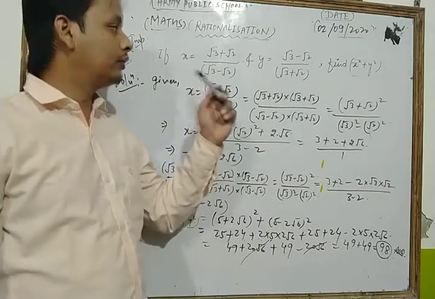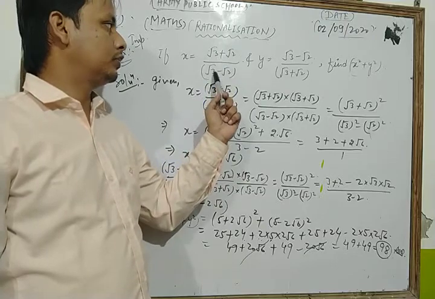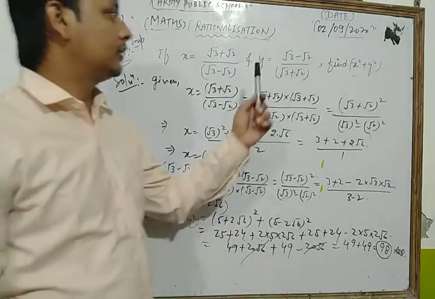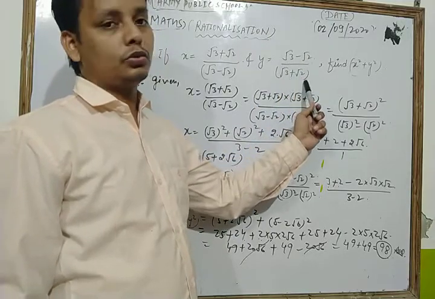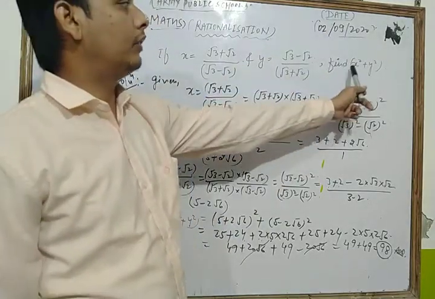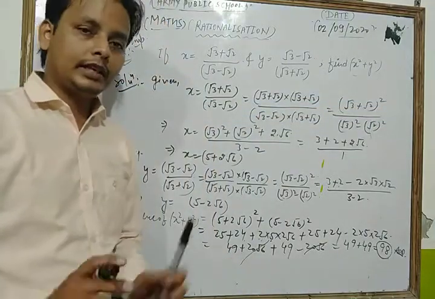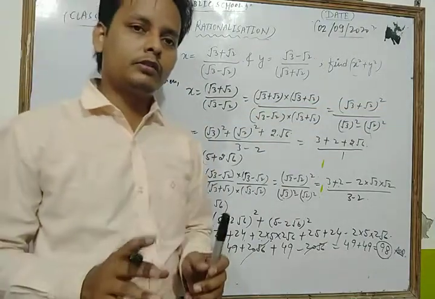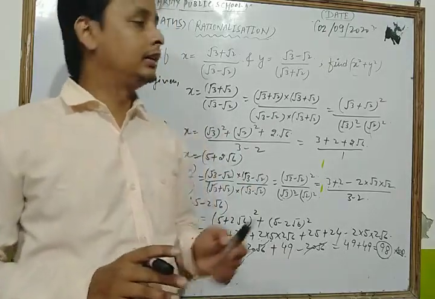We have the value of x and y. The value of x is (root 3 plus root 2) upon (root 3 minus root 2), and the value of y is given by (root 3 minus root 2) upon (root 3 plus root 2), and we find the value of x square plus y square. In solving that type of question, dear student, first we find the value of x after rationalizing.